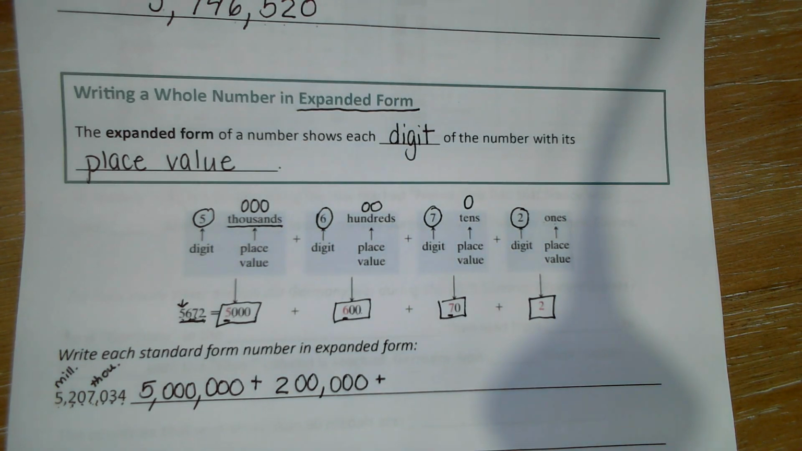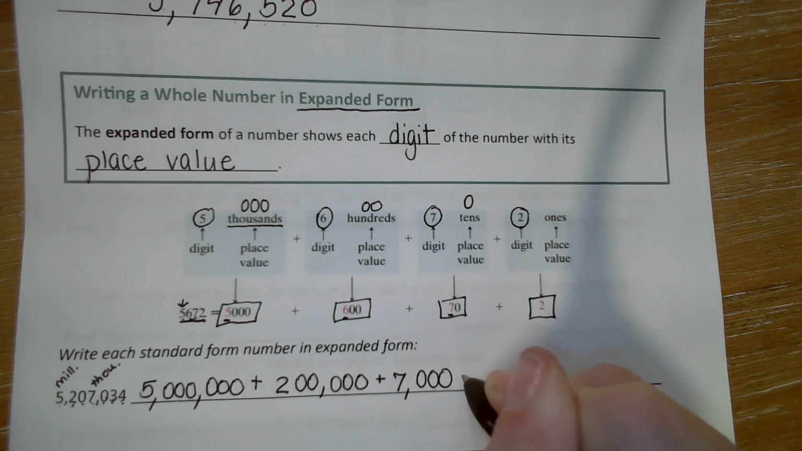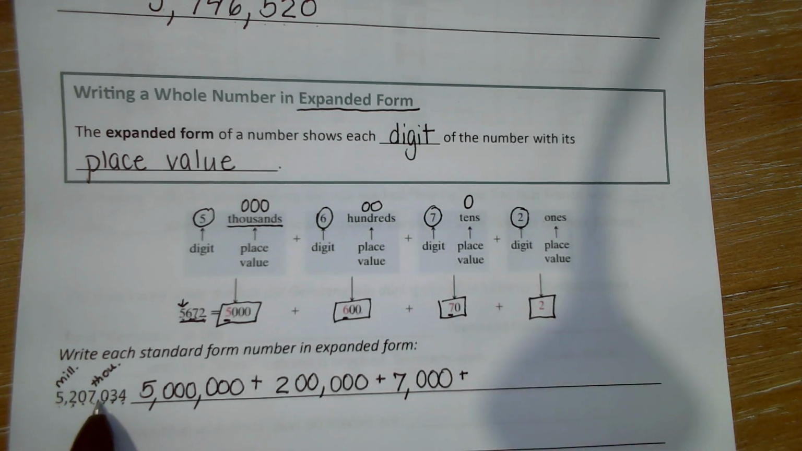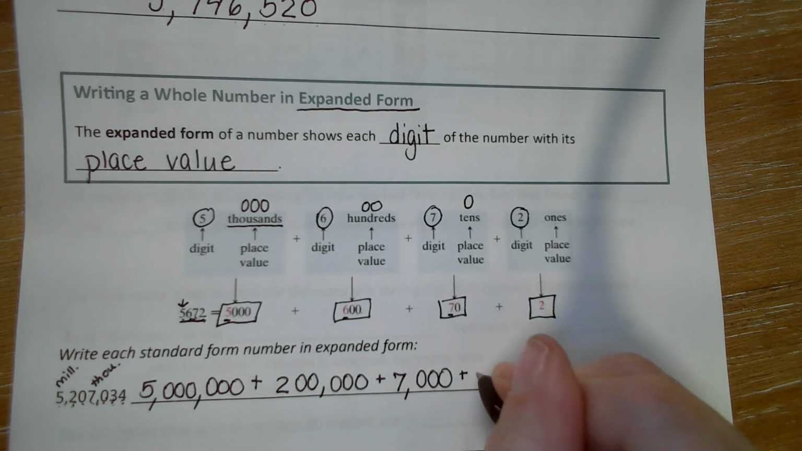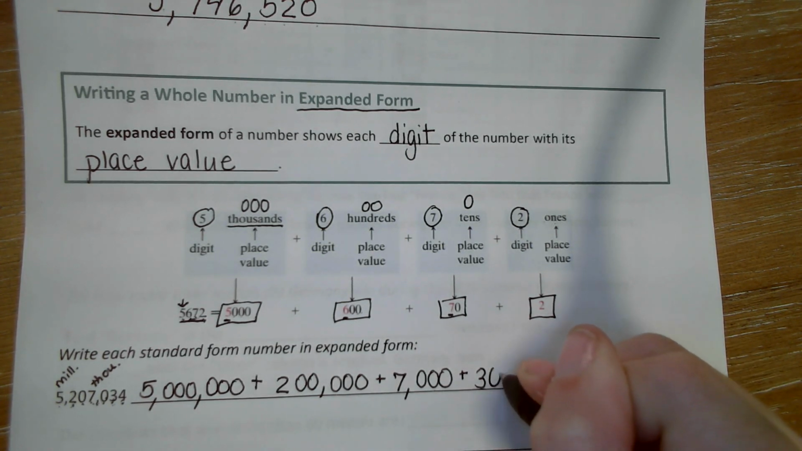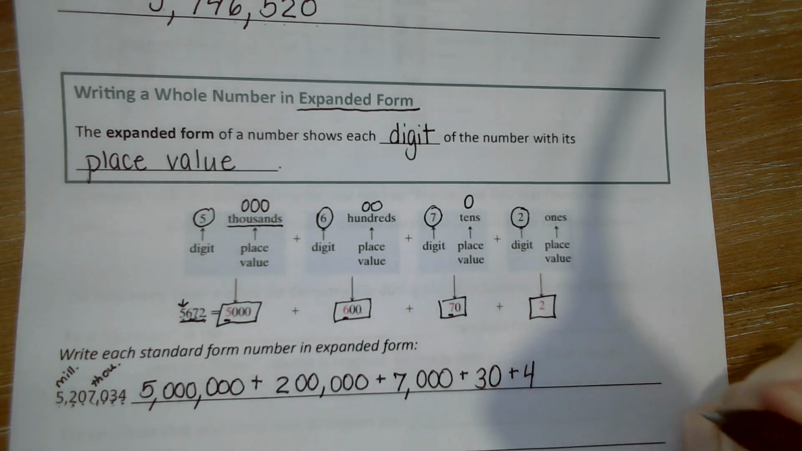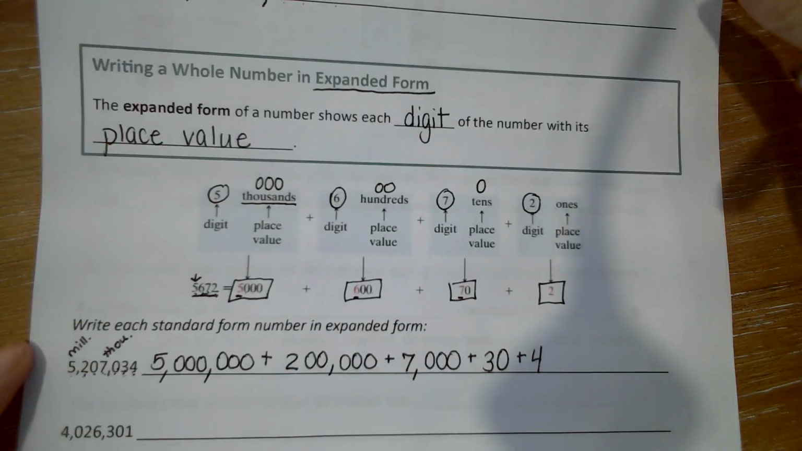I move on to the next digit, which is a 7 in the thousands place. And the 7 is right before the comma. So I'm going to write a 7, then the comma, and then I should have 1, 2, 3 zeros after it. Moving on, plus sign, another 0, so I'm going to skip it. I've got a 3 in the tens place, so I write the 3, no commas, and there's 1 digit after the 3, so 1, 0. And the last one is 4, so I'm just going to write a 4. That is my expanded form.